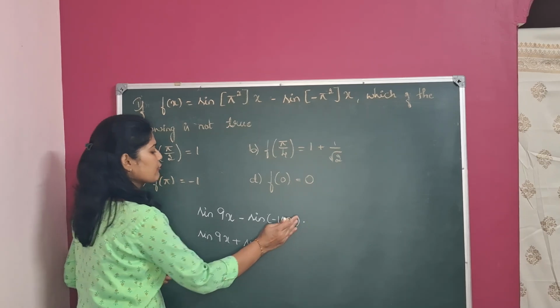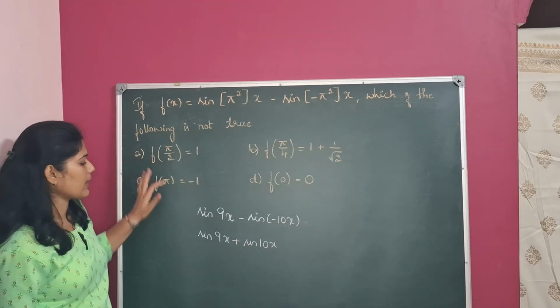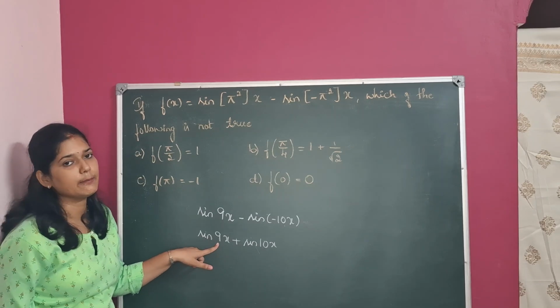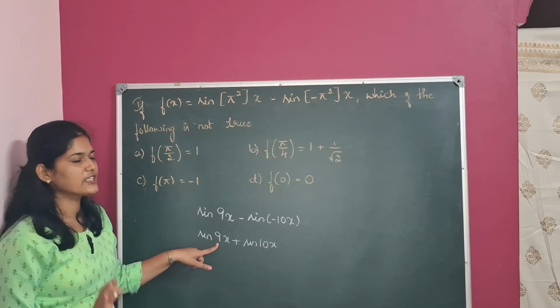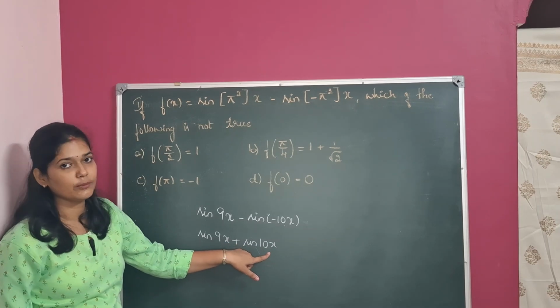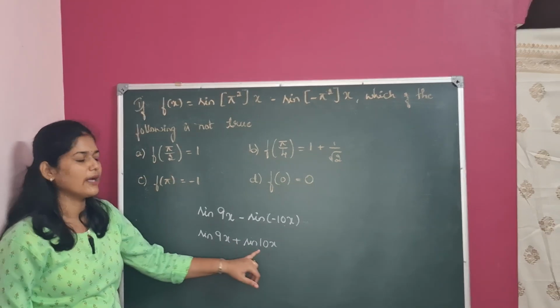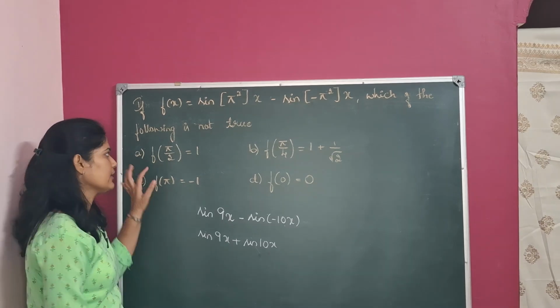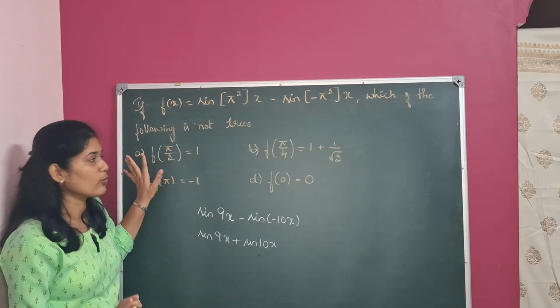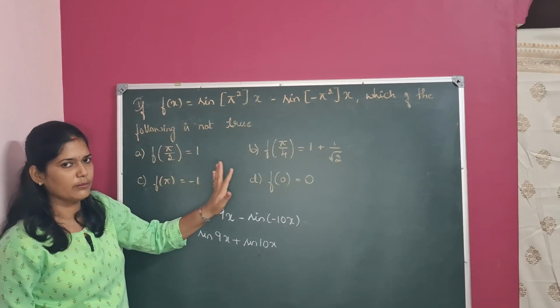Now let us check for the options. If we substitute x equal to pi by 2, sine 9 pi by 2 is 1, and sine 10 into pi by 2 means sine 5 pi. So sine n pi value is 0. So 1 minus 0, which is 1. Therefore, this is the correct statement. We want which is not true, which is not correct. Therefore, this cannot be the answer.